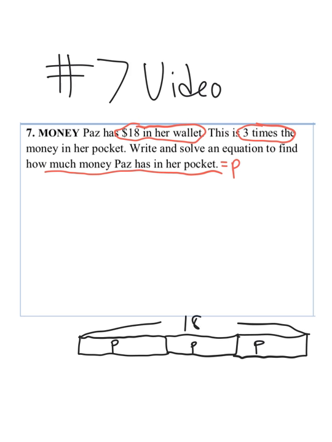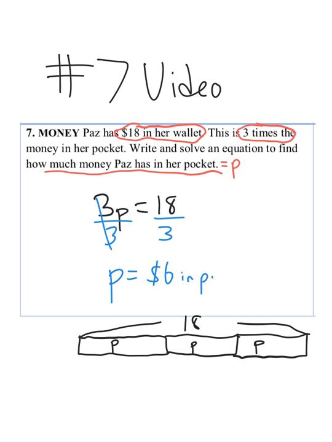So that gives me my equation. I have 3 times P equals 18. And then to solve it, I'm going to divide each side by 3, cancel, and I get P equals $6 in her pocket.